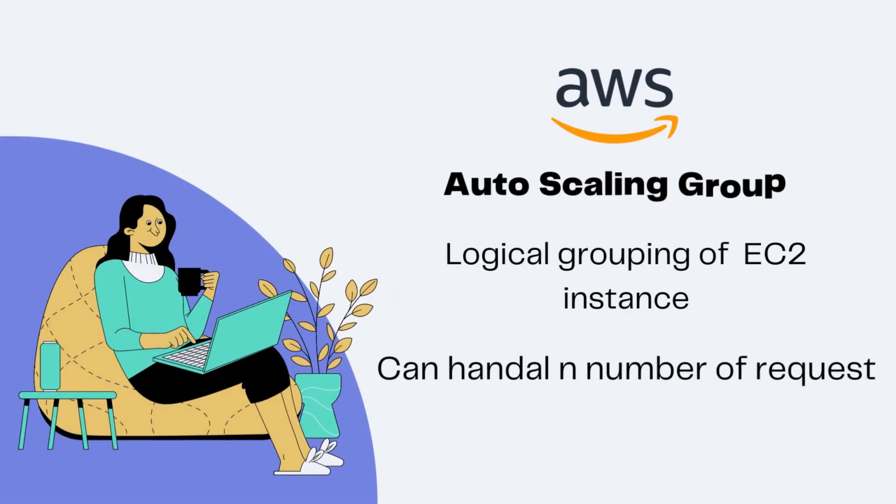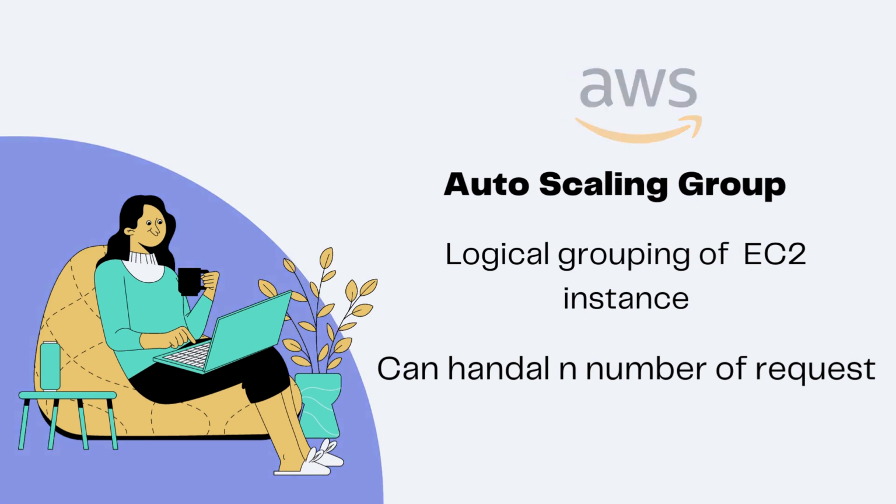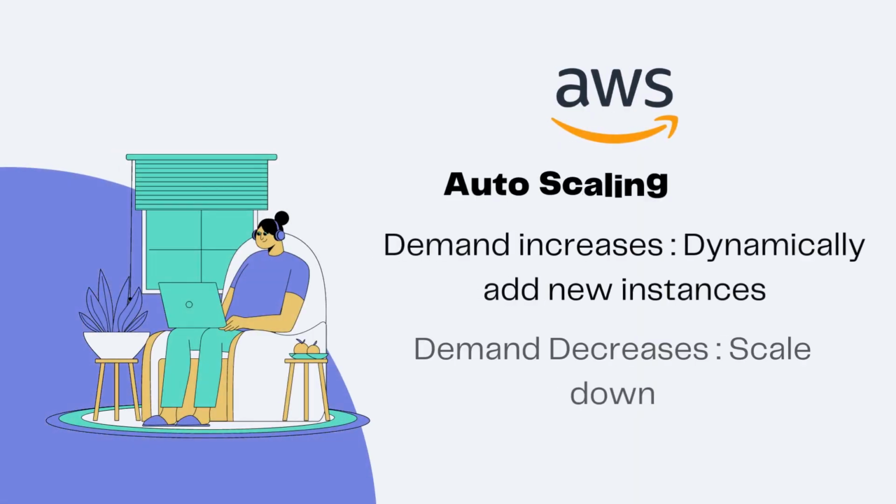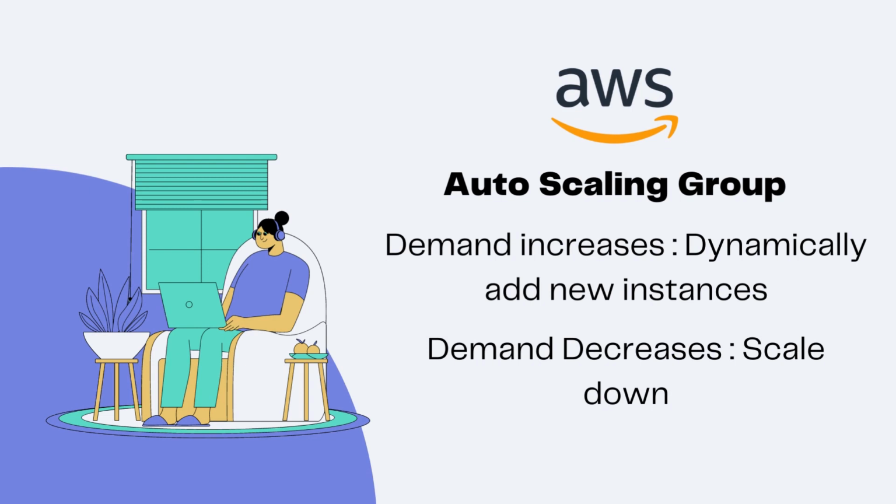So we can say an auto scaling group is a logical grouping of EC2 instances, and its primary goal is to ensure the desired number of instances is always available to handle our application workload. When demand increases, the auto scaling group dynamically adds new instances, and when demand decreases, it scales down by removing the instances, without any manual intervention.